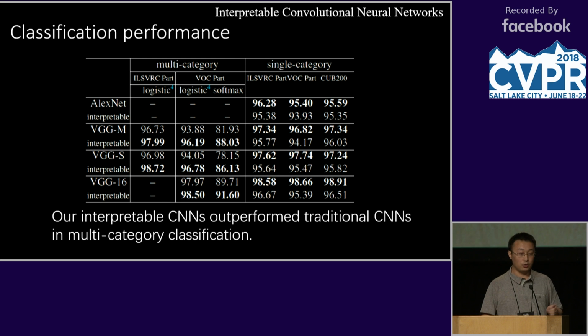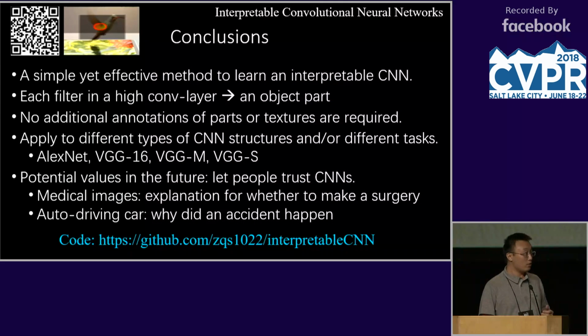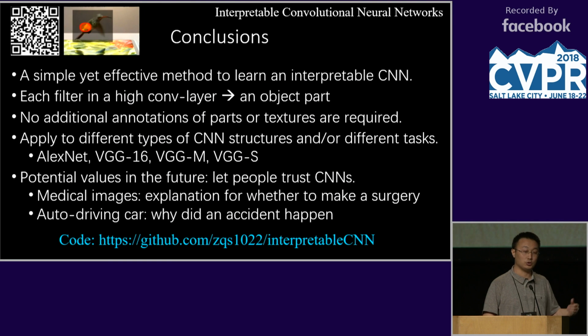So in conclusion, we propose a simple yet effective method to modify a traditional convolutional neural network into an interpretable convolutional neural network. Each filter in a high convolution layer represents an object part. We do not need any annotation of parts or textures for supervision, and we can apply our method to different tasks or different network structures. We have released our code on GitHub.